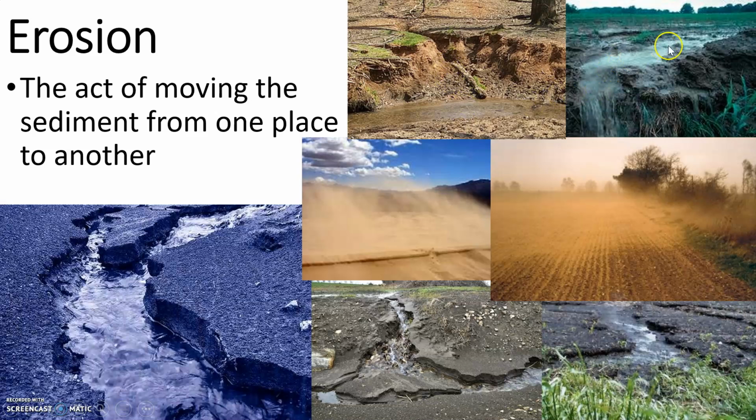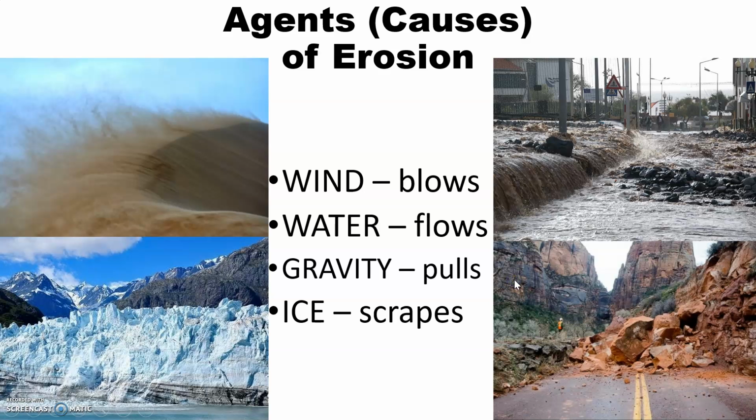So these are just pictures of erosion. Sand lifting up in a sandstorm is considered erosion because it does pick up that fine sand and it moves it along. So what we were talking about, the agents or the causes of erosion. When we talk about agents, there are four agents of erosion. There is wind. So always remember that wind blows. So wind is an agent of erosion. You have water that flows.